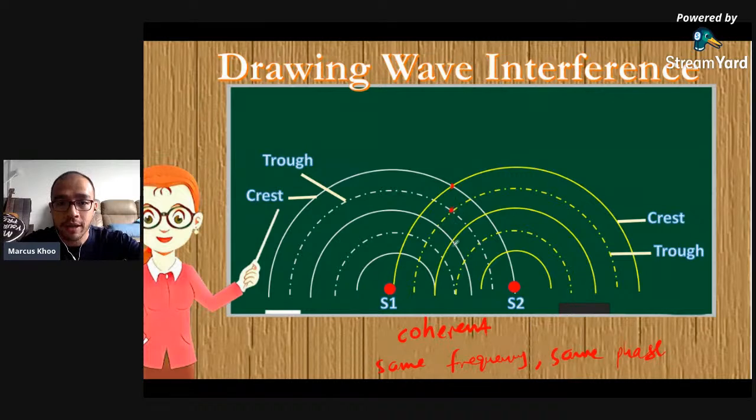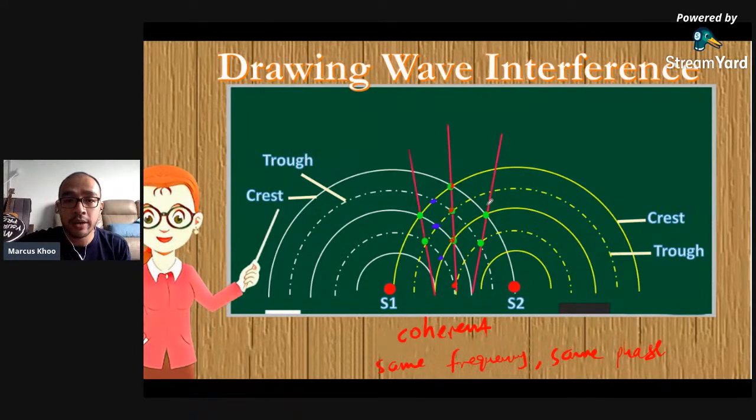Over here is two troughs, so constructive. Here also constructive. Here also constructive. Whereas, if you notice the places where the crest and the trough combine, crest and trough combine, destructive. Here is the white crest and the yellow trough, destructive. Here is constructive, here is another destructive. So you find that the destructive and the constructive form lines.